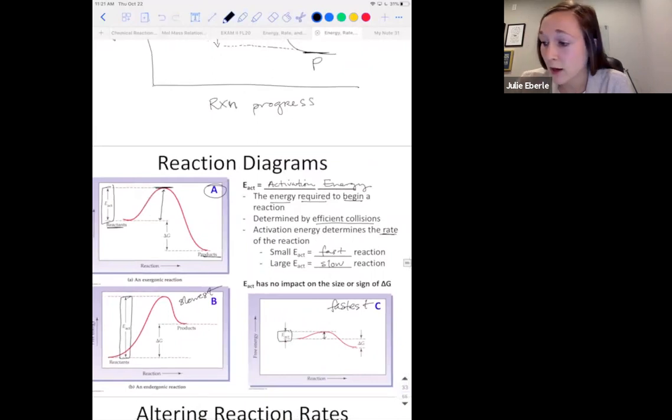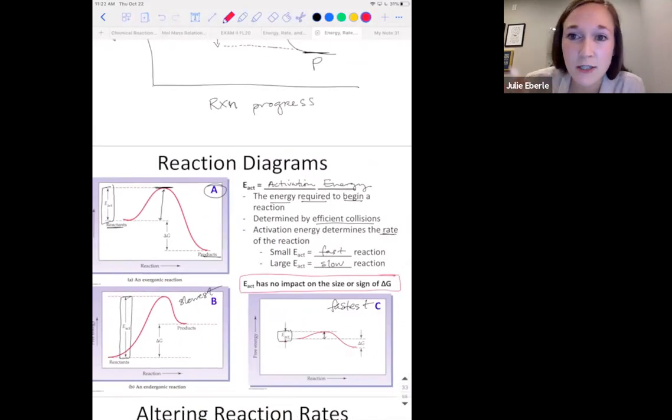Now, the last thing I want to point out, and perhaps the most important thing from this slide, is this right here. I'm going to box in this statement. The activation energy does not affect your delta G. Okay, it doesn't change it. Delta G is a set thing. It's completely independent of activation energy. We can actually change the activation energy. I'm going to point out a way we can do that in a minute. We have found ways to manipulate reaction rates.